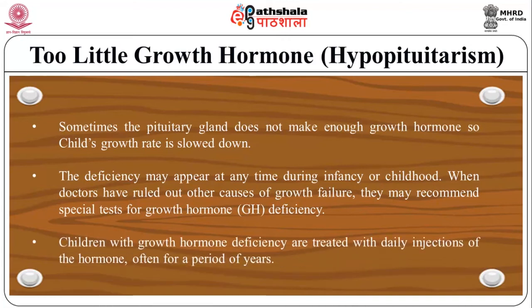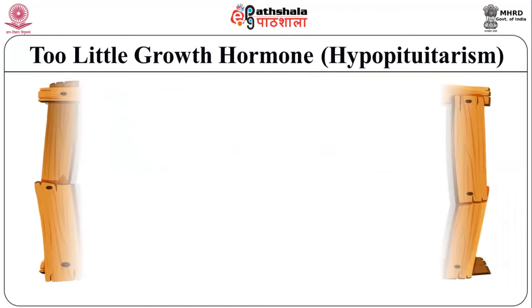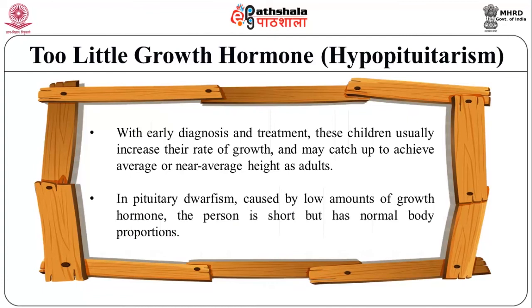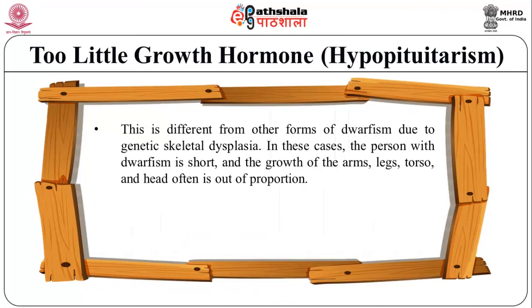Children with growth hormone deficiency are treated with daily injections of the hormone, often for a period of years. With yearly diagnosis and treatment, these children usually increase their rate of growth and may catch up to achieve average or near average height as adults. In pituitary dwarfism, caused by a low amount of growth hormone, the person is short but has normal body proportions. This is different from other forms of dwarfism due to genetic skeletal dysplasia.